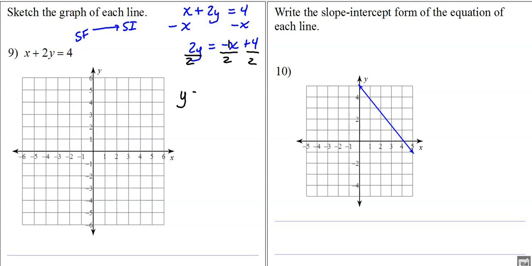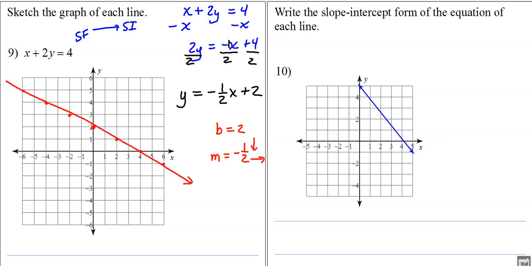So now I end up with y equals negative 1/2 x plus 2, which now I have my key features that I need. Key feature is y-intercept of 2. Boom. And then I have a slope of negative 1/2, which means I'm going to go down 1, right 2. Down 1, right 2. Down 1, right 2. Go back the other way. And connect them. Got it.